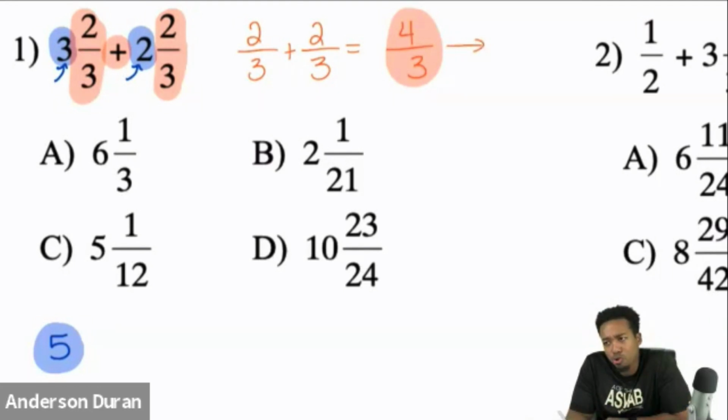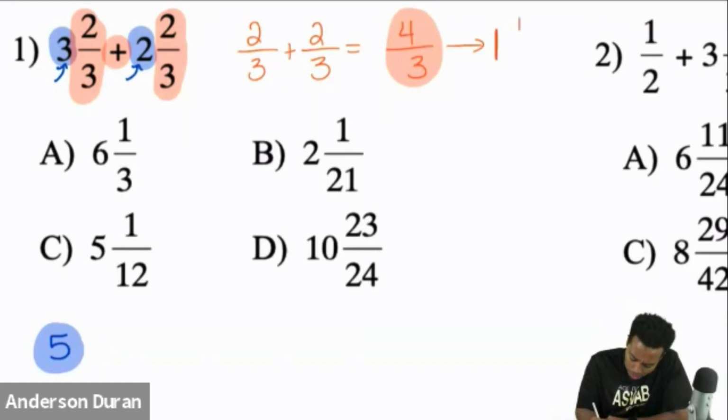4/3. 3 goes into 4 just once. And then 4 minus 3, because again, divide and subtract. 4 minus 3 gives me a remainder of 1 out of 3.